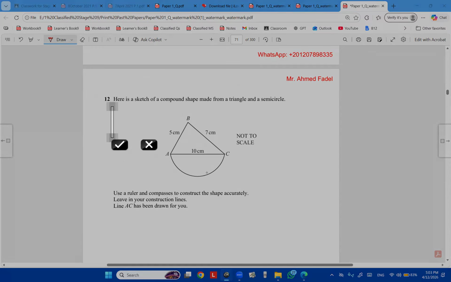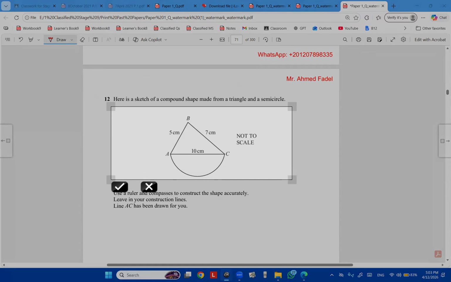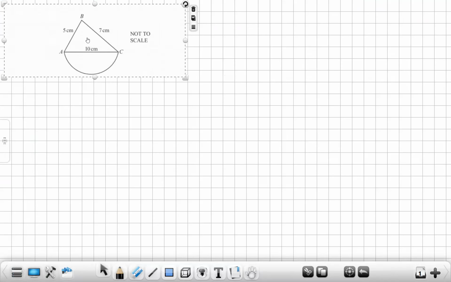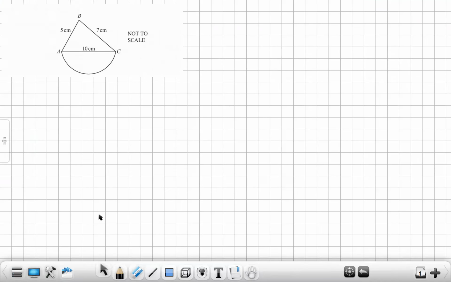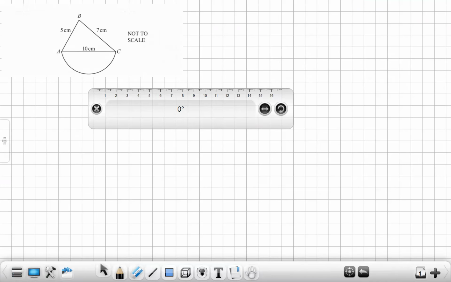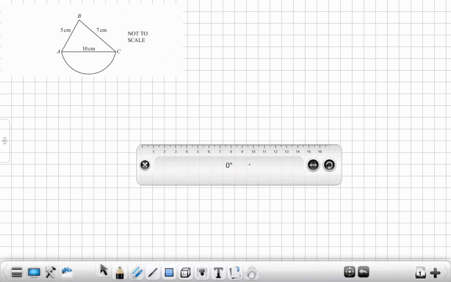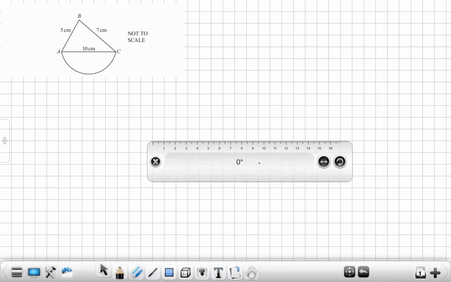They need you to construct the same shape exactly, but accurately. So I'm going to have this here. And I will get my ruler, draw the line, which is the diameter, 10 centimeters. So over here, I'm going to draw 10 centimeters. Here you go.